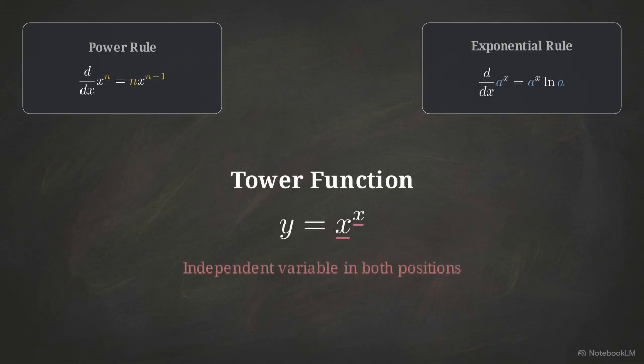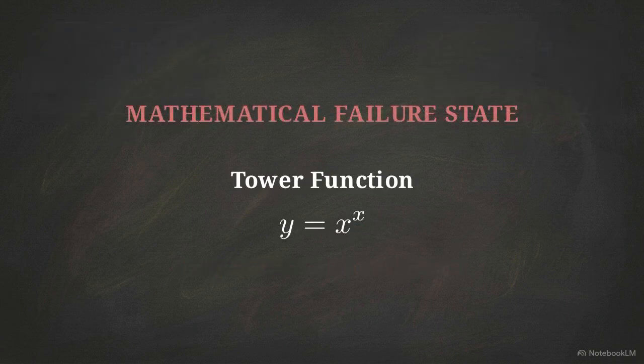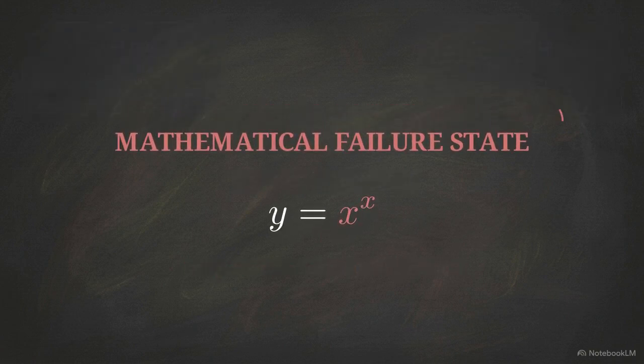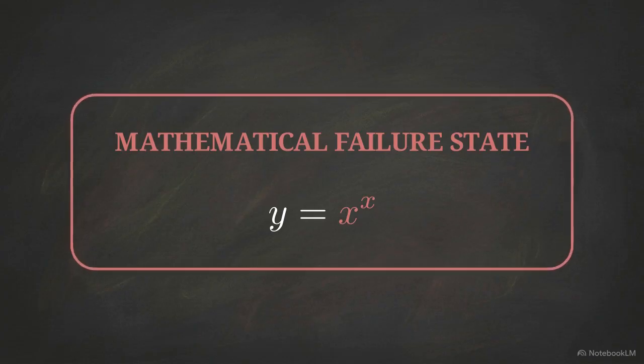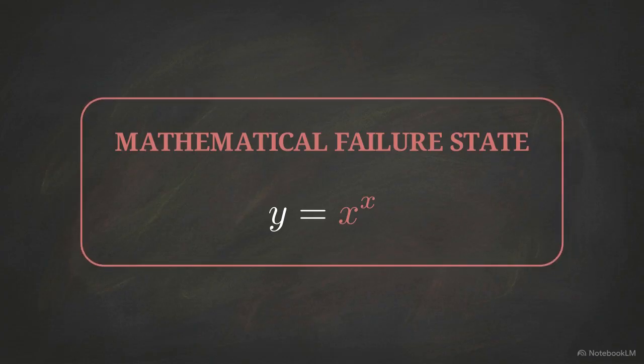An anomaly occurs when a system features an independent variable in both positions. These are tower functions, defined as y equals x to the power of x. Attempting to force this structure into standard rules causes a mathematical failure state. The tower function violates the requirements for a static base or a static exponent.